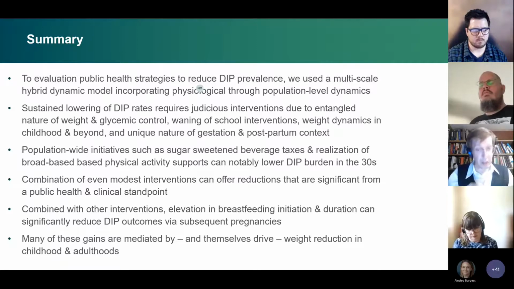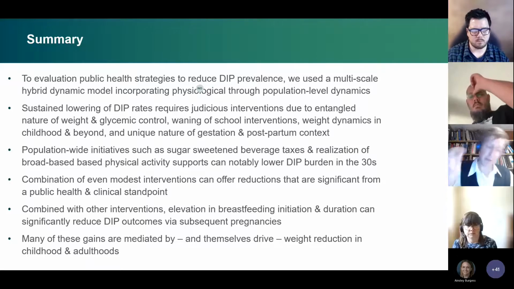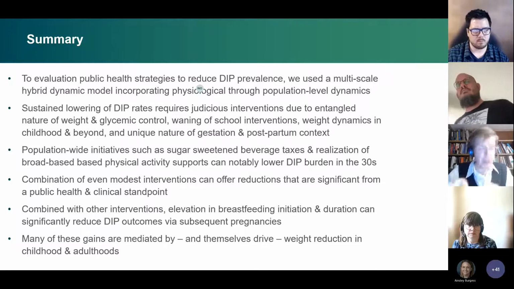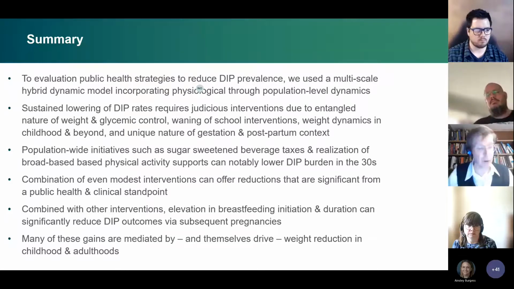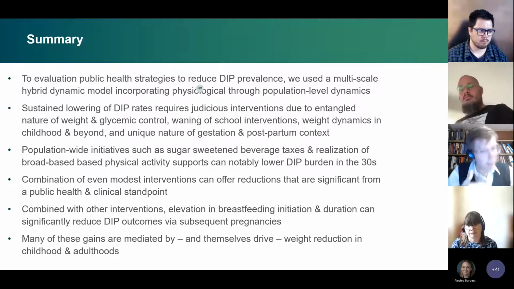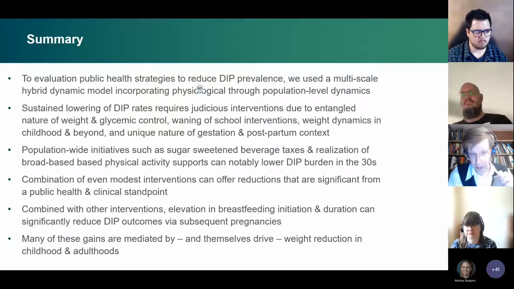Many of these gains are mediated by, and themselves contribute to, weight reduction in childhood and adulthood because of the reciprocal effects of weight on insulin sensitivity, but also on birth outcomes, setting up a child for greater risk of obesity in the next generation. I regret not having more time to discuss these textured findings, but I hope that gives a little bit of a taste of what we did, and I'm eager to answer questions. As the lead student on this effort, Bryce Keeler will be as well.